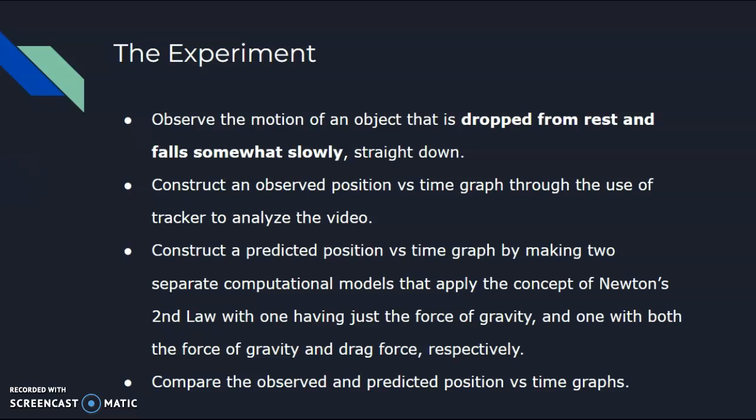The experiment: we will observe the motion of an object that is dropped from rest and falls somewhat slowly, straight down. We will then construct an observed position versus time graph through the use of Tracker to analyze the video. Then, we will construct a predicted position versus time graph by making two separate computational models that apply the concept of Newton's second law, with one having just the force of gravity and one with both the force of gravity and the drag force, respectively. Finally, we will compare the observed and predicted position versus time graphs.